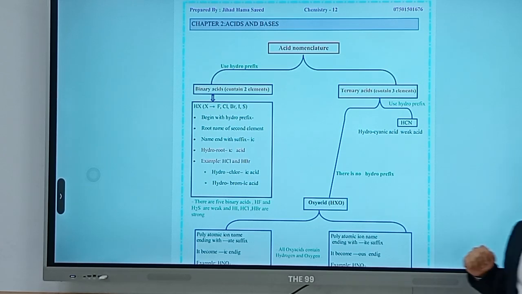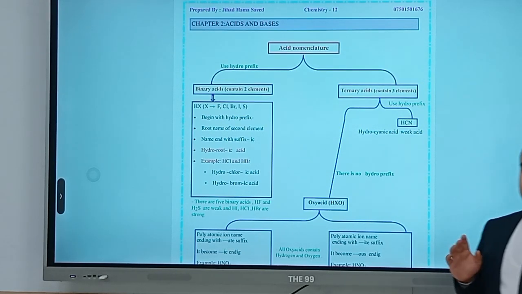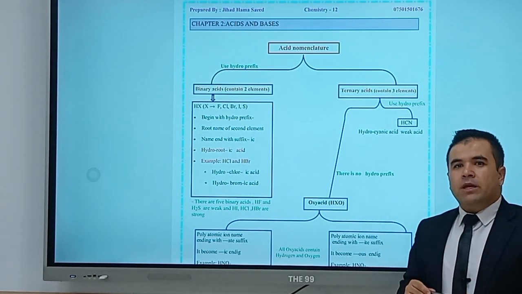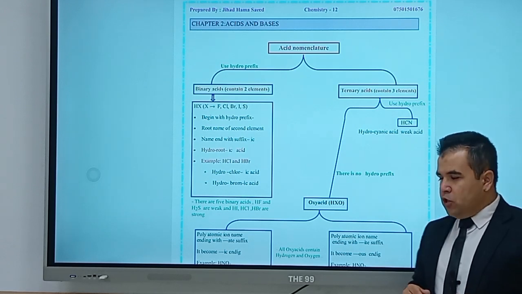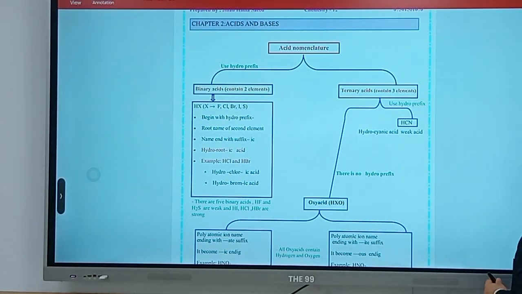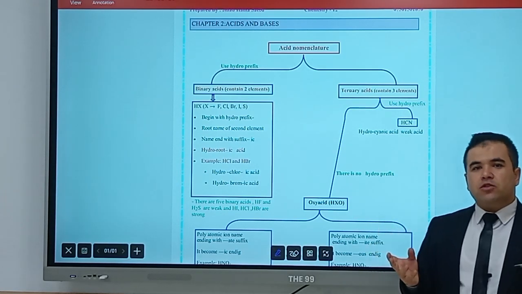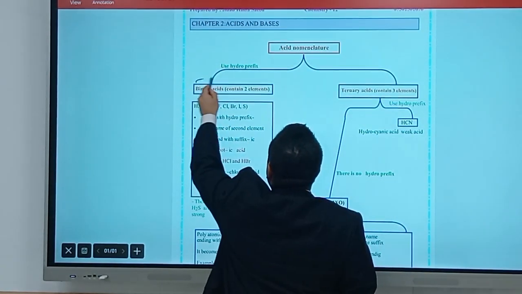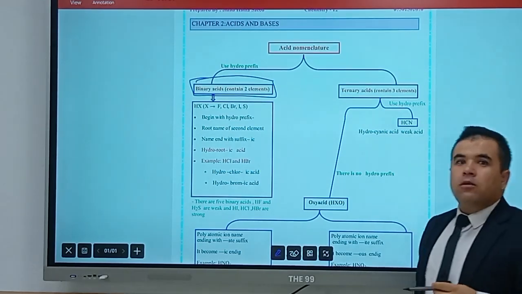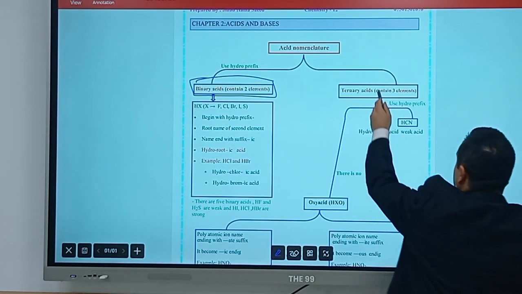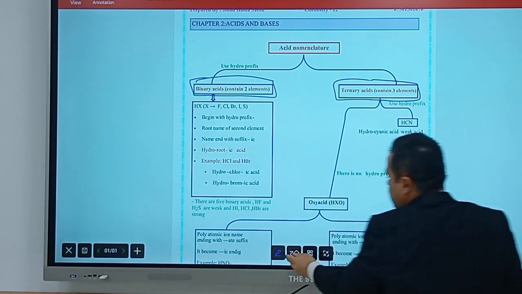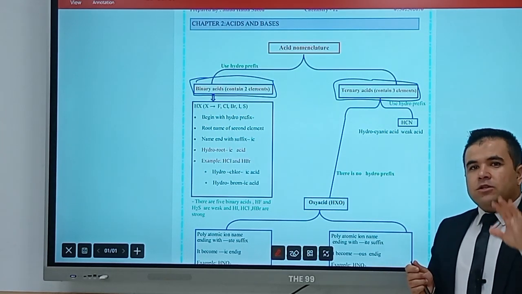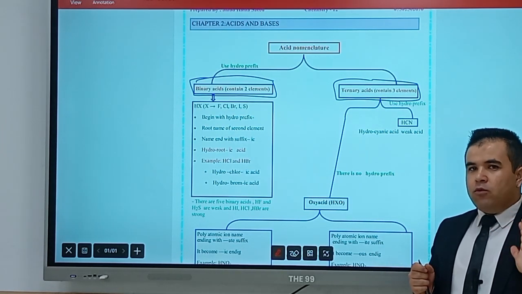We will be talking about the acid nomenclature. As you know, we have defined the acids and bases in the first chapter. But we will take a quick revision on the nomenclature of the acids in this section. You know, guys, we have 2 types of acids in general. One we call the binary acids, which means they contain 2 elements, and the other we call the ternary acids, which means they consist of 3 elements. The binary acids, we have 5 binary acids in our curriculum.